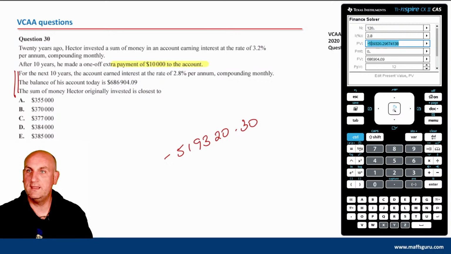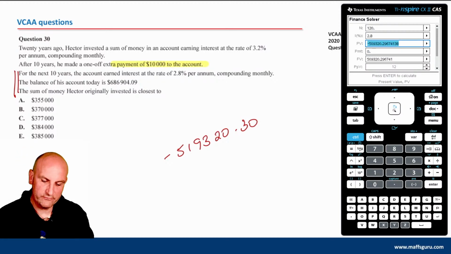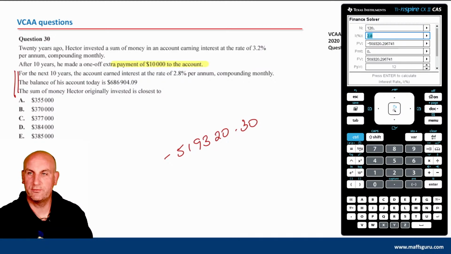I'm now going to copy and paste this because I'm now saying, well, after the initial 10 years, he had 509,320.30. All right. So I'm now back to my 10 years ago. So what interest rate has he got? He's got 3.2%. It's 10 years because he's done 10 years. It's 20 years in total. That stays as 120. He's not made any PMT and my PPY is 12.